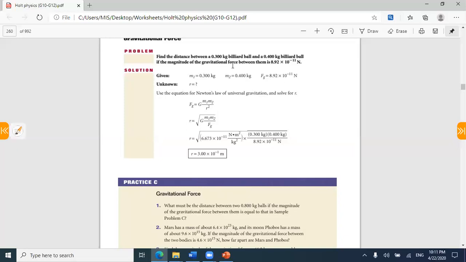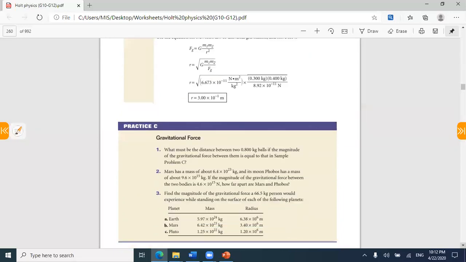Now the question is to find the distance between them. So what we are going to do, put the equation F_g equals capital G m1 m2 over r squared. So switch r squared and F_g. Then r squared is equal to capital G m1 m2 over F_g. I want to find r, so in this case, square root. So the square root of 6.67 times 10 power negative 11 times 0.3 times 0.4 over the force, which is 8.92 times 10 power negative 11. We are going to get 3 times 10 power negative 1 meter, so about 0.3 meter or 30 centimeters.